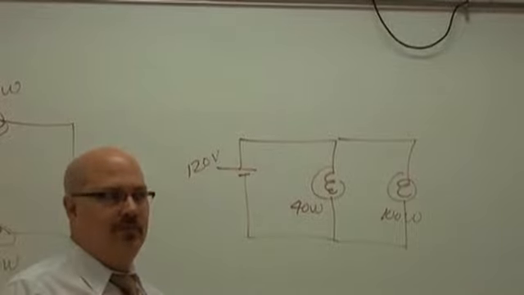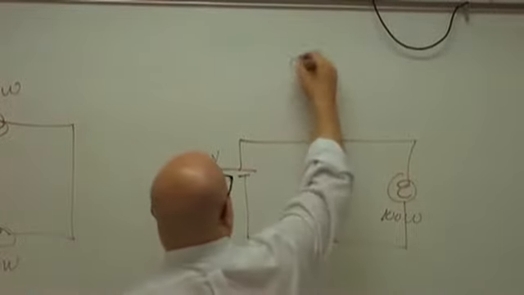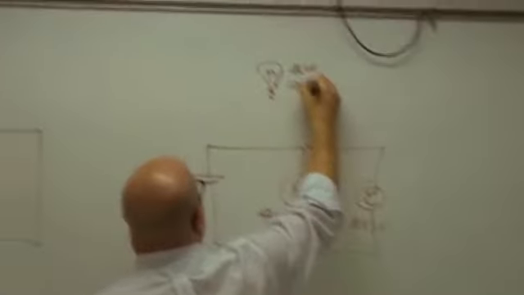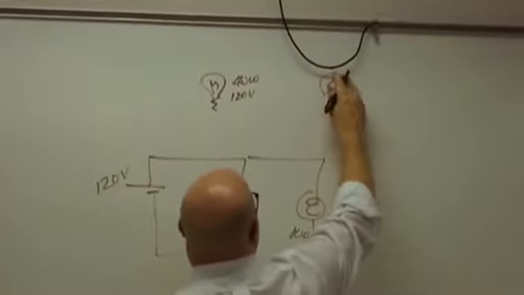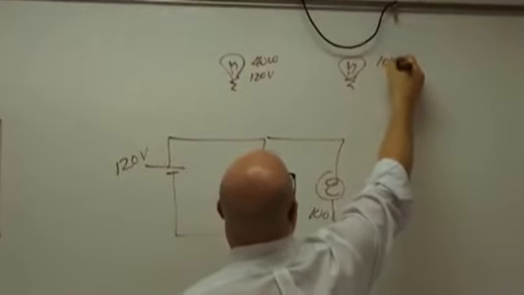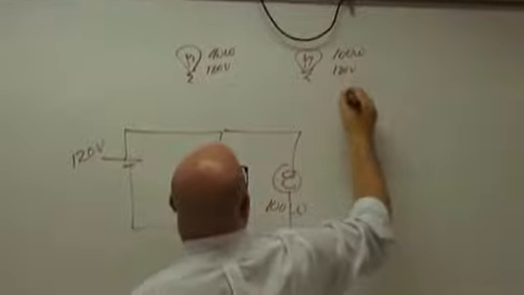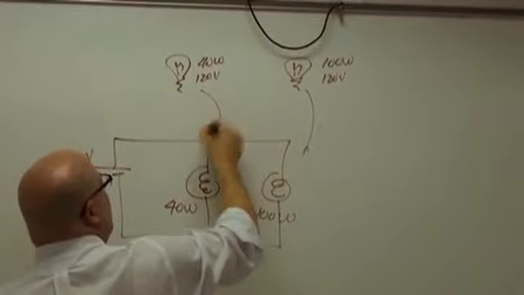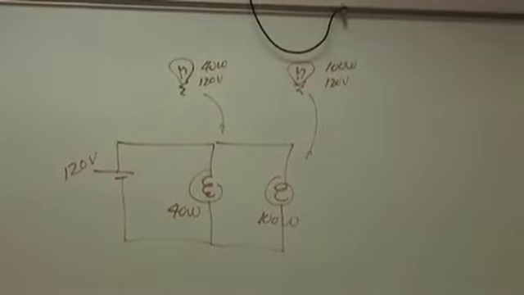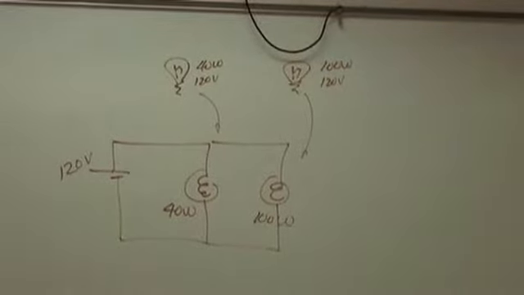This is a normal 40 watt bulb when it's hooked up to 120. And then I've got a 100 watt bulb, 120 volt. I'm going to plug that one in here and plug that one in here. And I want to know when I plug them in, which one's brighter, and what are the actual wattages of the bulbs?